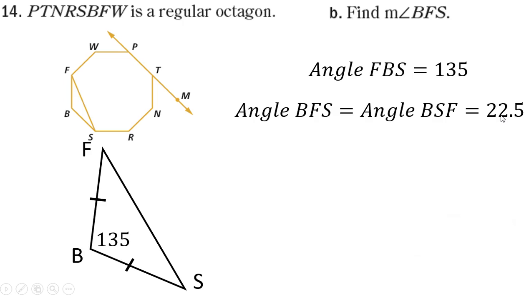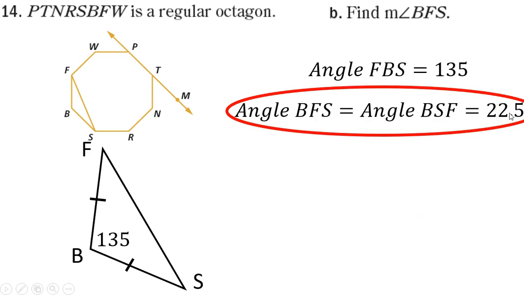Where did I get 22.5 from? 180 minus 135 divided by 2, because there are 2 there. 180 minus 135 is 45, and 45 divided by 2 is 22.5. So the measure of angle BFS, the one they're asking us for, is 22.5.